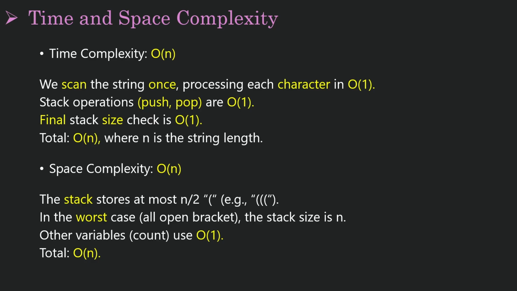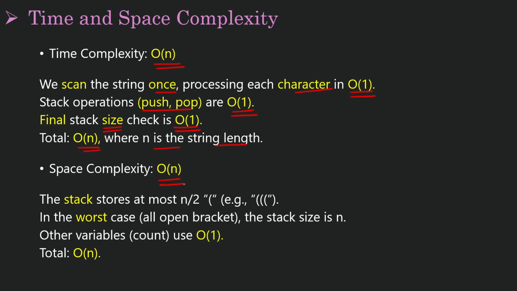Time and space complexity. Time complexity, O of n. We scan the string once, processing each character in O of 1. Stack operations, push and pop, are O of 1. Final stack size check is O of 1. Total, O of n, where n is the string length.